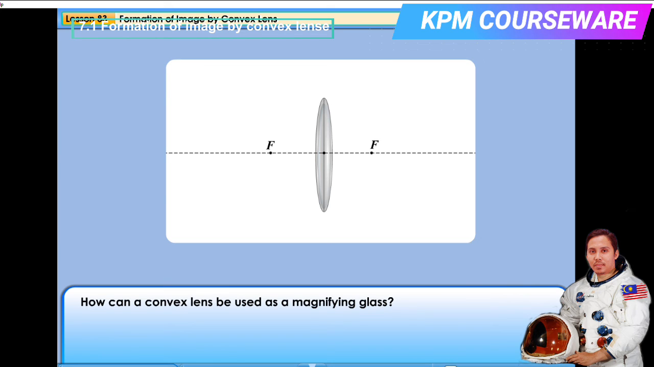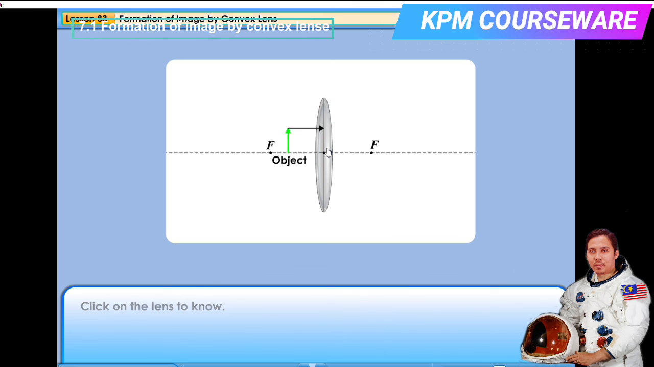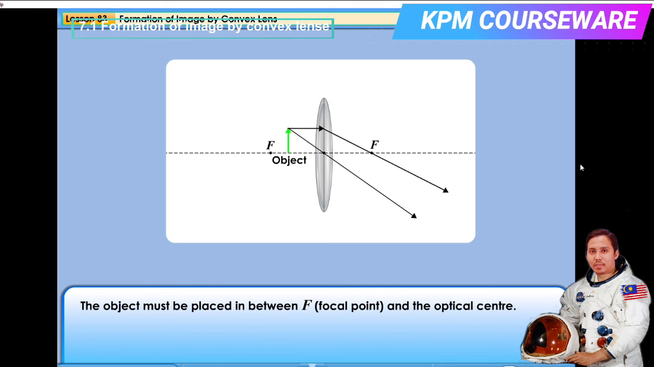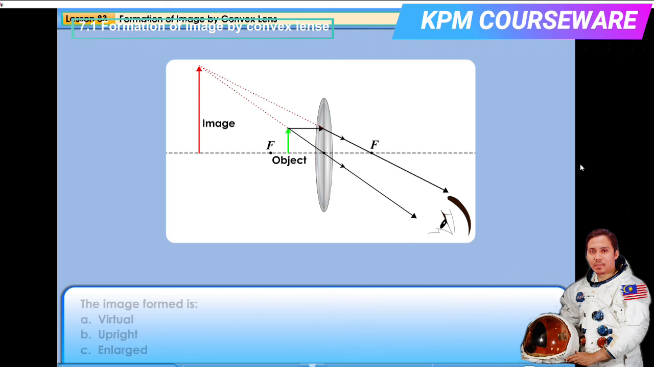How can a convex lens be used as a magnifying glass? Where would you put the object? Click on the lens to know. The object must be placed between F, the focal point, and the optical center. The image formed is: A. Virtual, B. Upright, C. Enlarged.